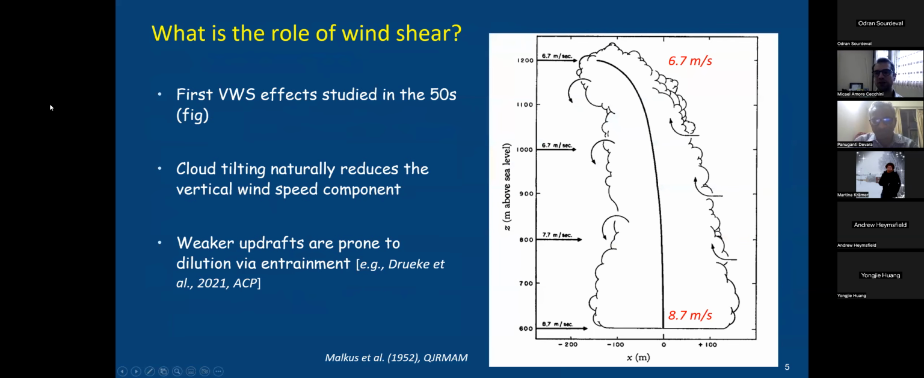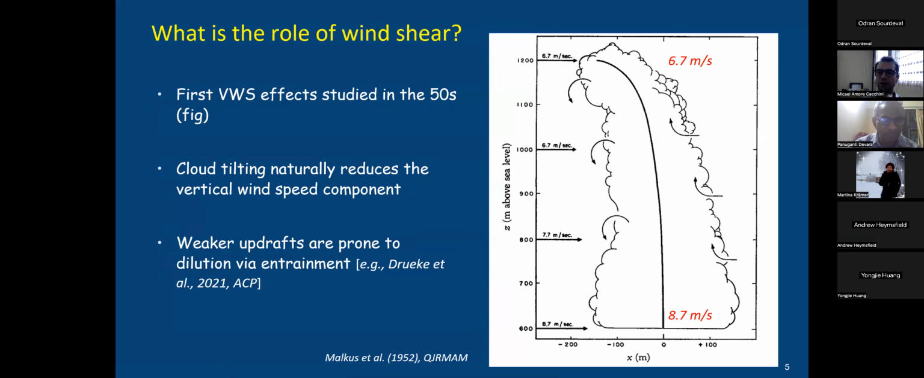And so what is the role of wind shear in shallow cumulus clouds? I looked up the literature and found one of the first papers that studied the effects of wind shear, which came in the 50s. There's a direct effect of wind shear on the cloud. This is due to the cloud tilting.